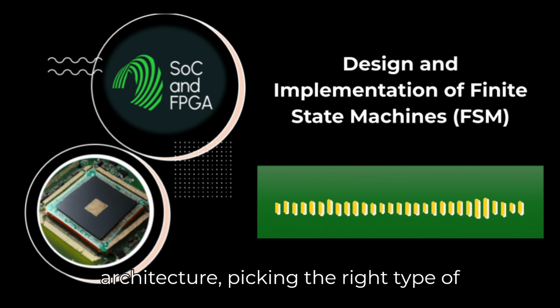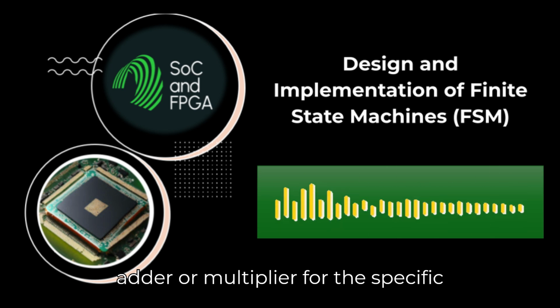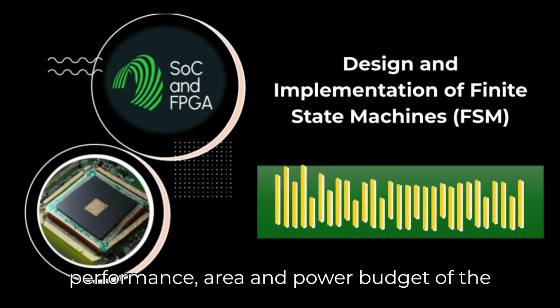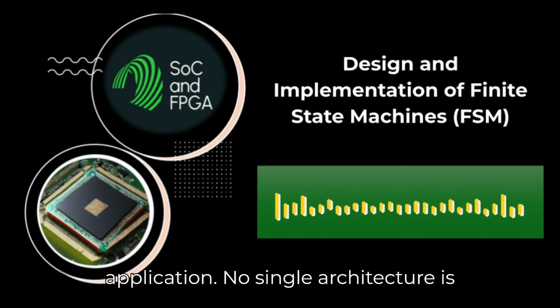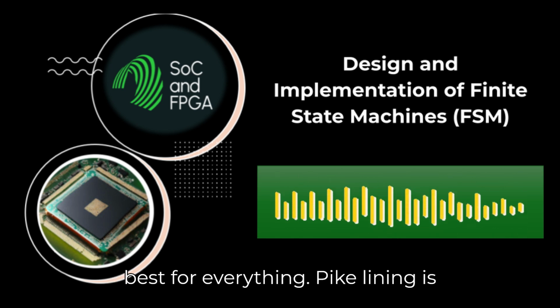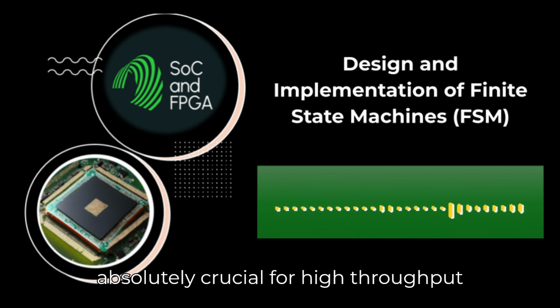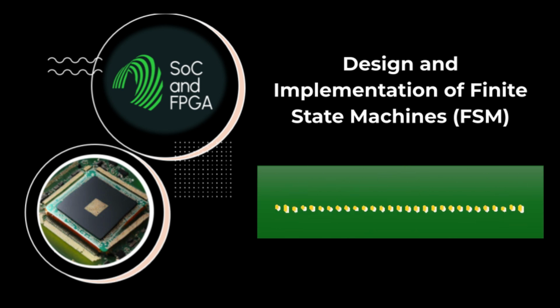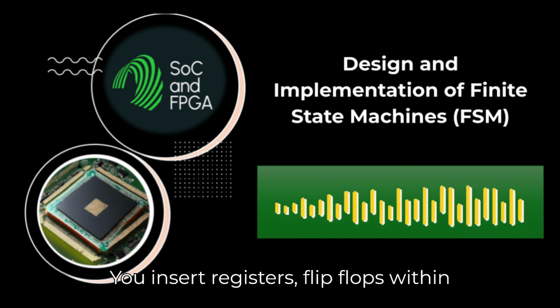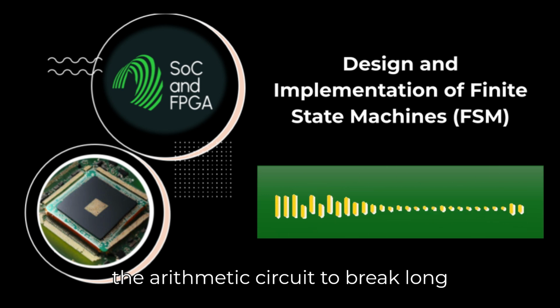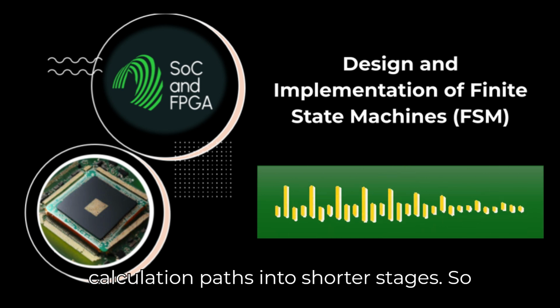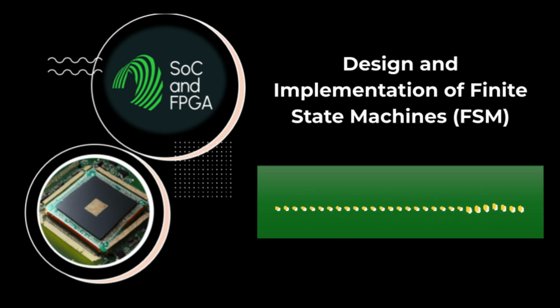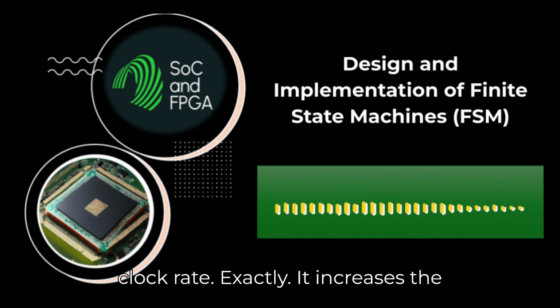Picking the right type of adder or multiplier for the specific performance, area, and power budget of the application. No single architecture is best for everything. Pipelining is absolutely crucial for high-throughput arithmetic. Just like with general logic, you insert registers, flip-flops, within the arithmetic circuit to break long calculation paths into shorter stages. So each stage is faster, allowing a higher clock rate.